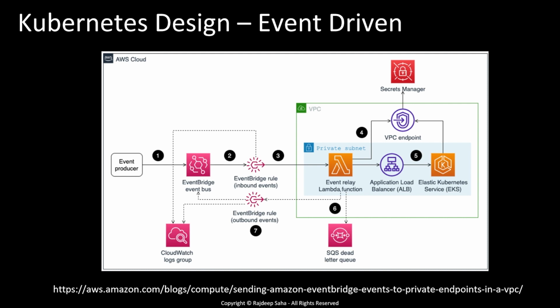And then it's using Secrets Manager through a VPC endpoint, so that the traffic doesn't go through the internet. And then we have set up an SQS dead letter queue for the Lambda, in case some messages fail to get processed, you can reprocess them.